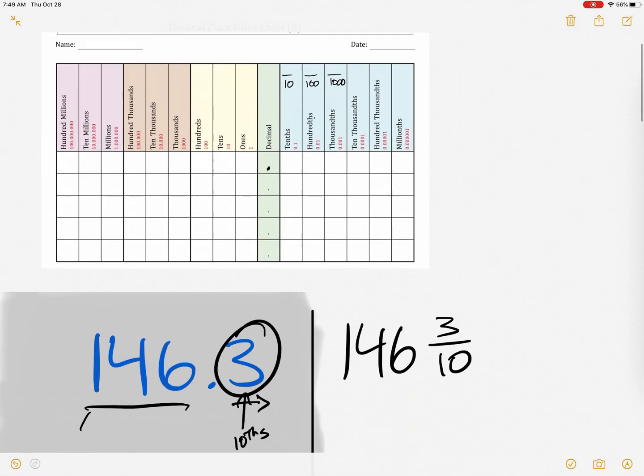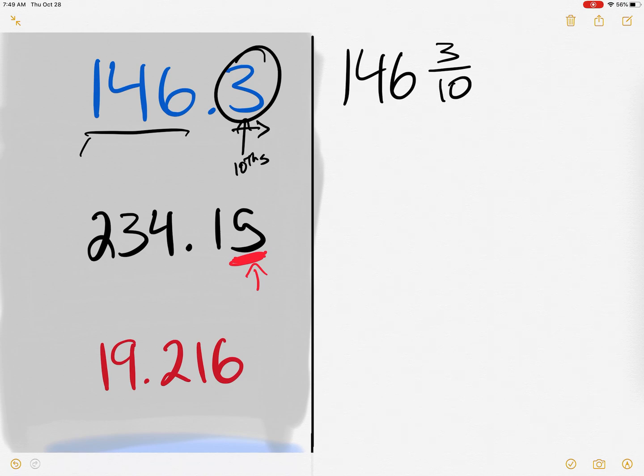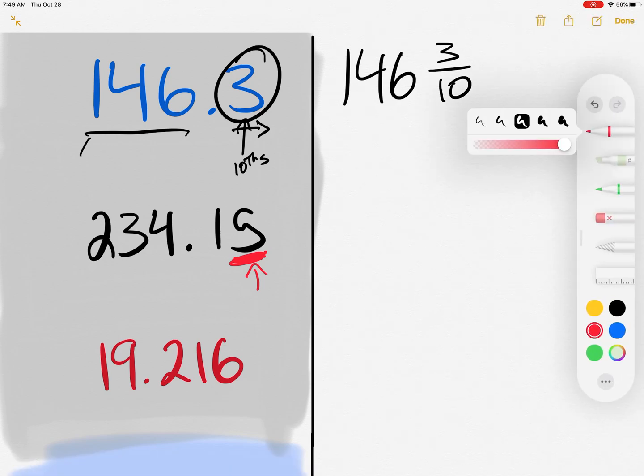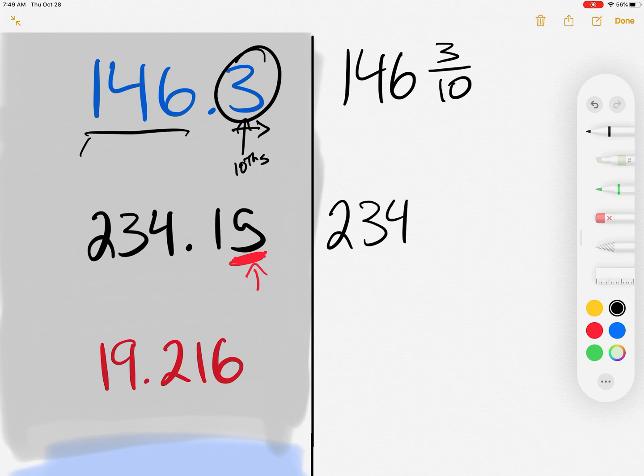There we go. So, as we said, that was in the hundredth spot. So let's write it down in the hundredth spot. So we get 234 wholes. And, oh, why did I write that decimal? We don't have to write the decimal when we use our notation.